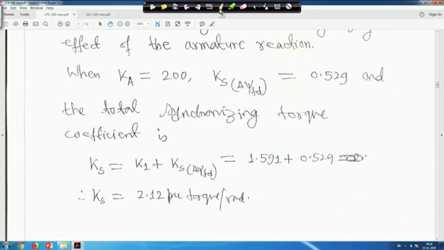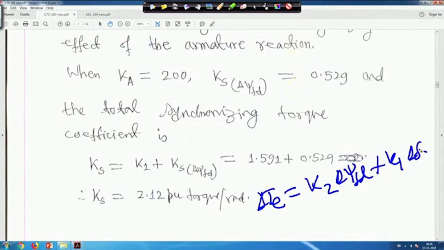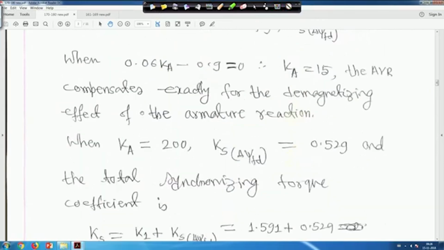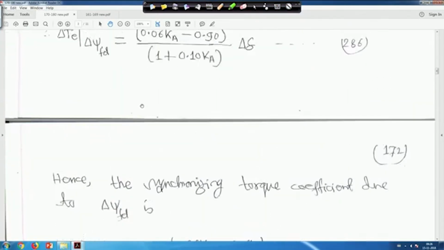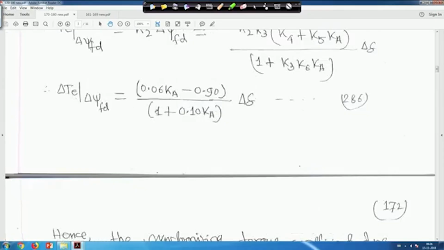We know this, I am not going to the block diagram again. If you go back to figure 30, there you will see that delta Te is equal to K2 delta psi fd plus K1 delta delta, right. This component is delta psi fd due to K2 delta psi fd, and we are representing it by this component, the delta T component due to this function, right.